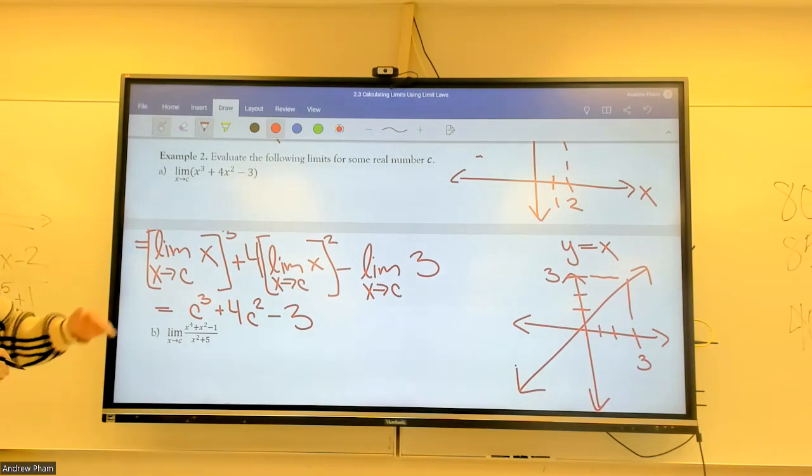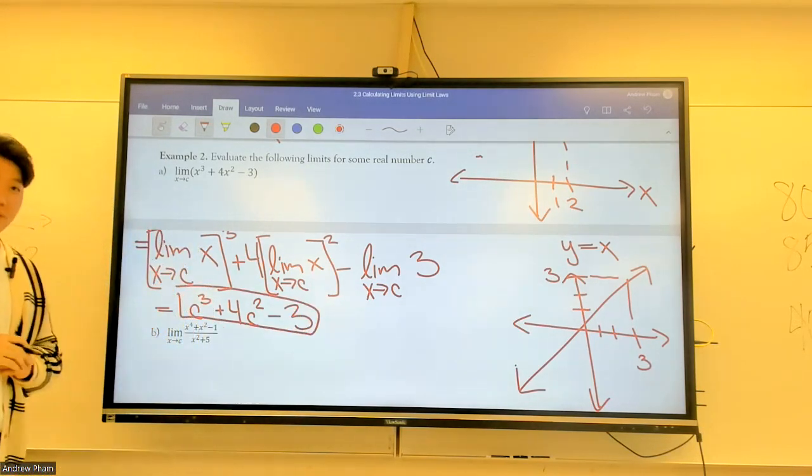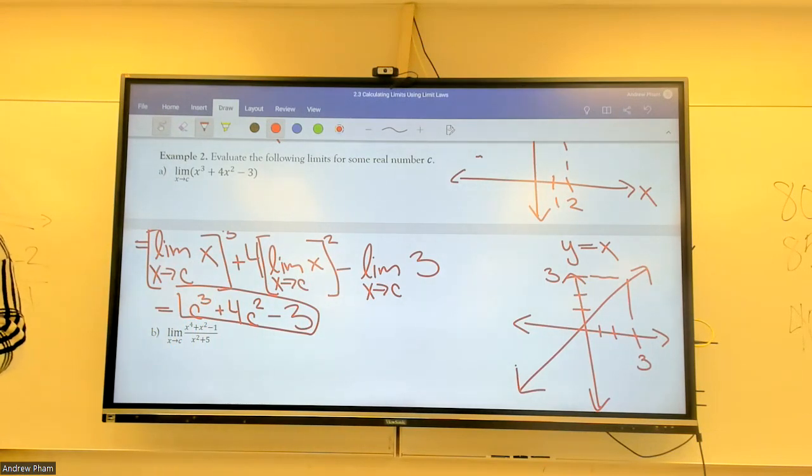What are you noticing about the original problem and what I had as my final answer? Everything is just c. Yeah, it looks like I just plugged in c, right? Anywhere there was an x, I put in a c. That's not going to be a coincidence. That's going to be part B. Yep, you're probably seeing what's going to happen for part B.